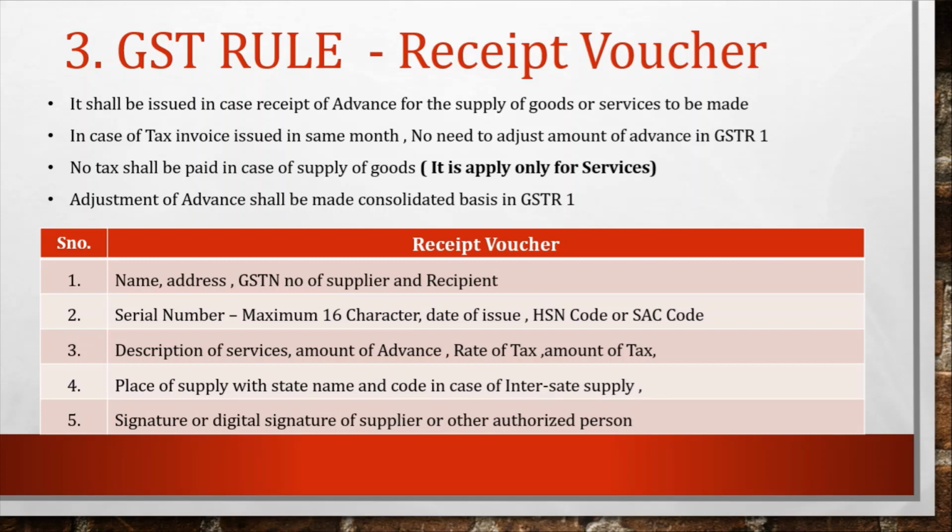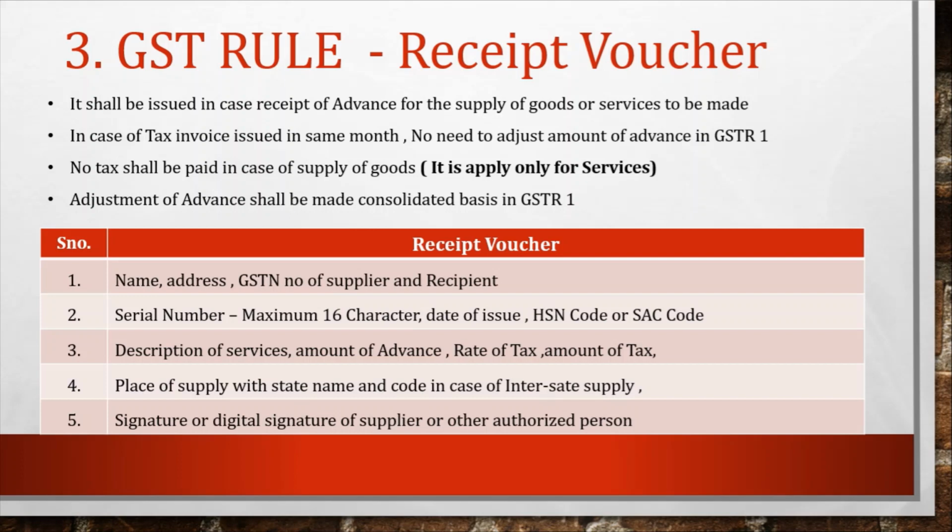The third point is that the adjustment of advances rule, meaning GST payment on advances, applies only in case of services, not for supply of goods. Now the amendment is made, so it is applicable only for services. Adjustment of advances shall be on a consolidated basis in GSTR-1. There is no need to provide details about the invoice against which we are making the adjustment.